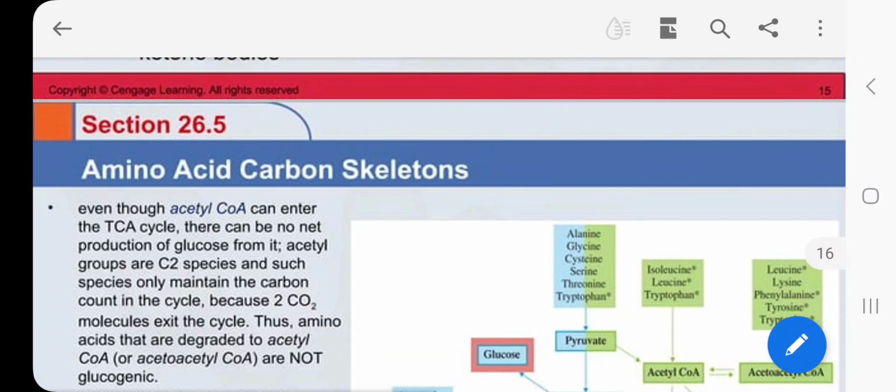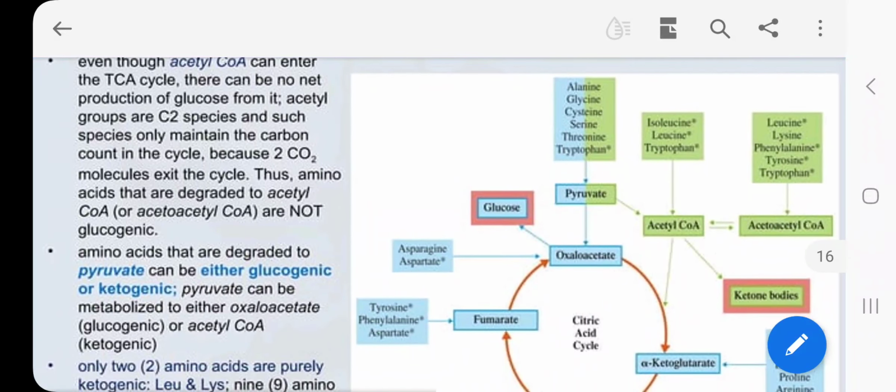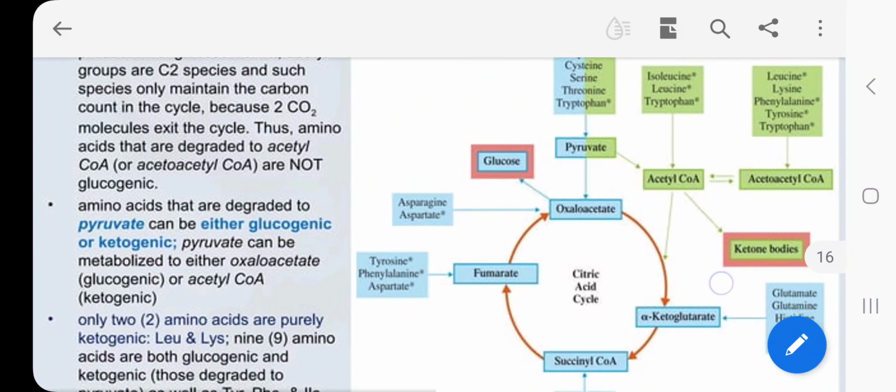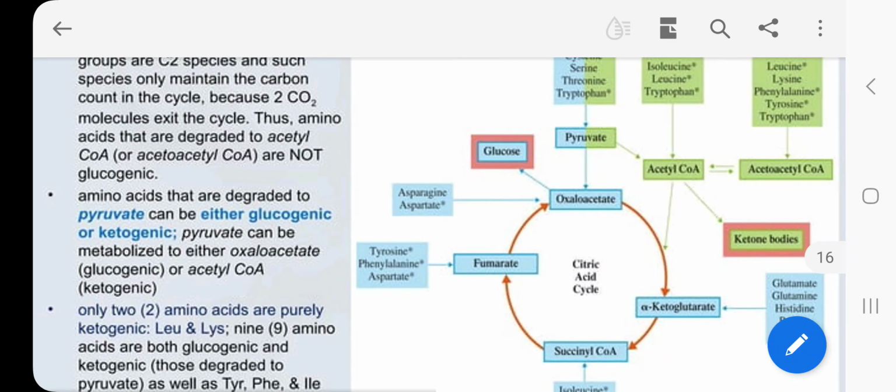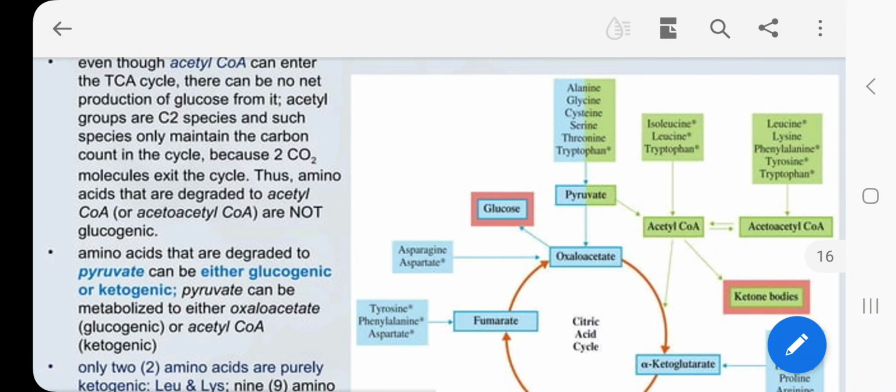So amino acid carbon skeleton. Paano nga ba siya nade-degrade? Okay. So meron tayo dito yung citric acid cycle. Let's start from oxaloacetate. What happens here? Kailangan niya ng asparagine or aspartase, which give off glucose. Kailangan niya din ng pyruvate. This pyruvate comes from alanine, glycine, cysteine, serine, threonine, and tryptophan.